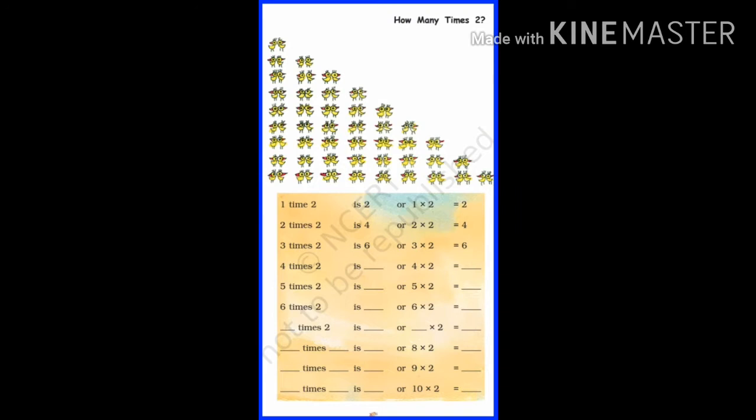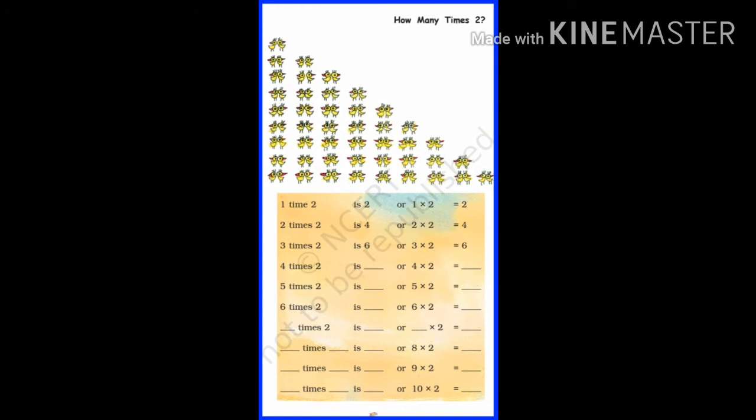See the first line, we have two birds arranged in one group. So, it is written 1 times 2 is 2. That means in one group there are two birds. So answer is total 2 birds are there. The same thing we can write as 1 multiplied by 2 is equal to 2.